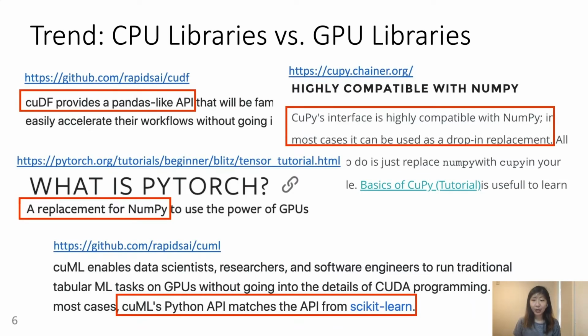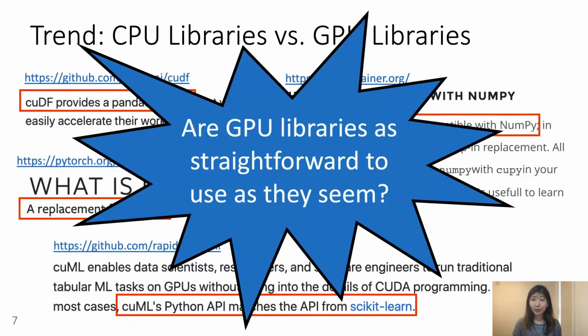In fact, the online documentation for these GPU libraries all take great pride in their similarities to their CPU library counterparts. For example, cuDF provides a pandas-like API. CuPy's interface is highly compatible with NumPy and can be used as a drop-in replacement. PyTorch is a replacement for NumPy, and cuML's Python API matches the API from Scikit-Learn. These new GPU libraries all seem to promise a very seamless integration experience for using the GPU. But are they really as easy to use as they seem?